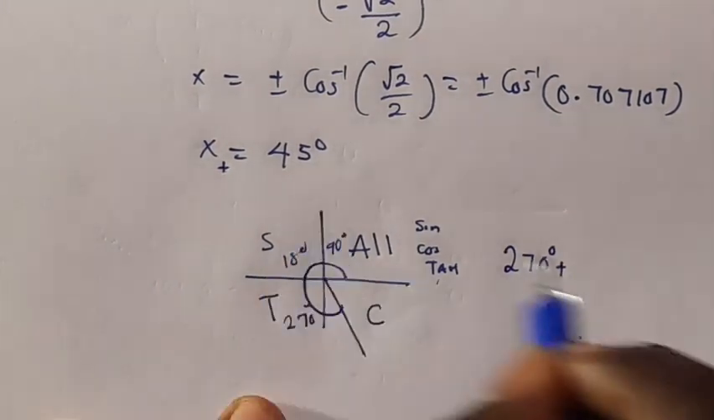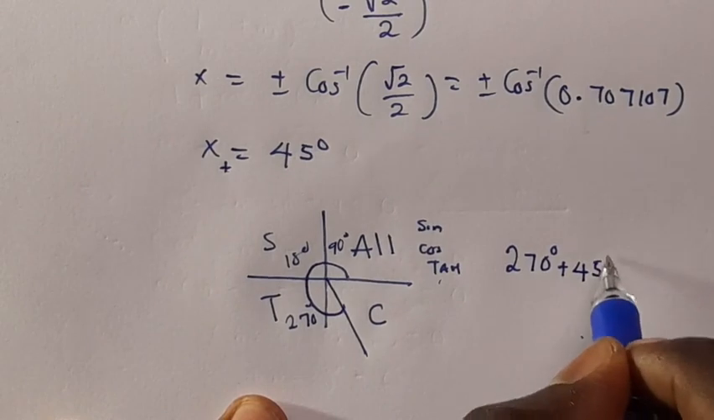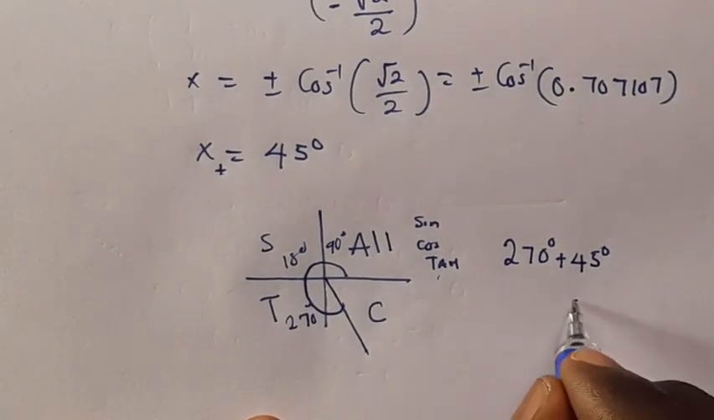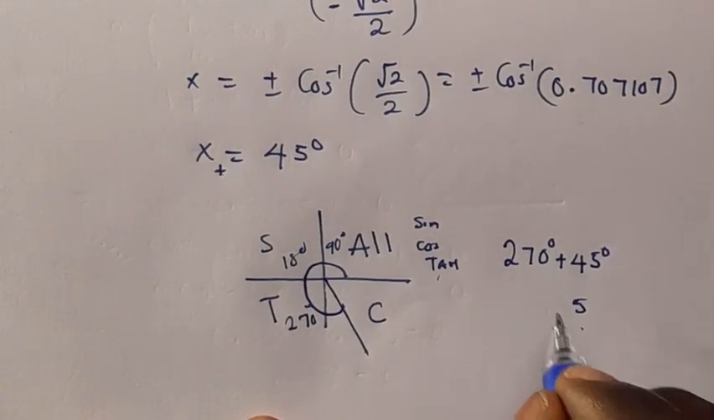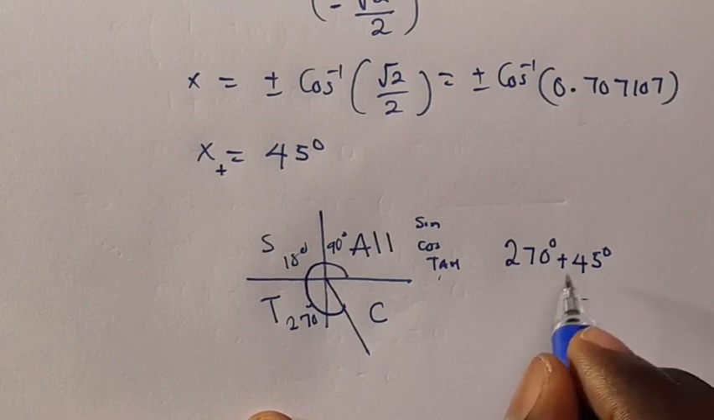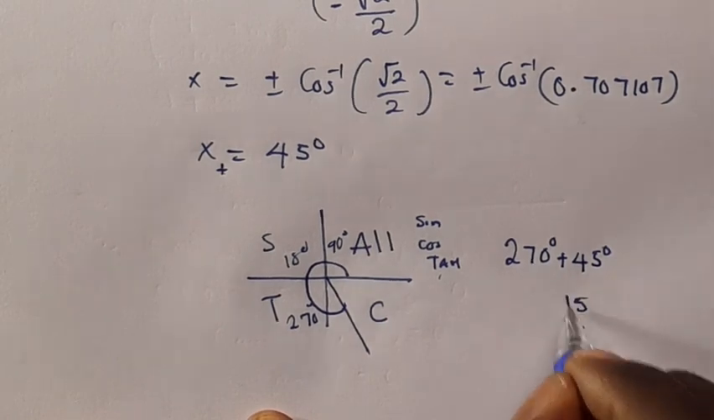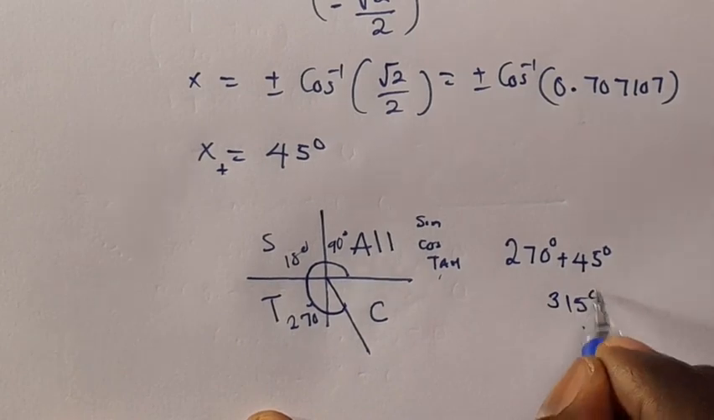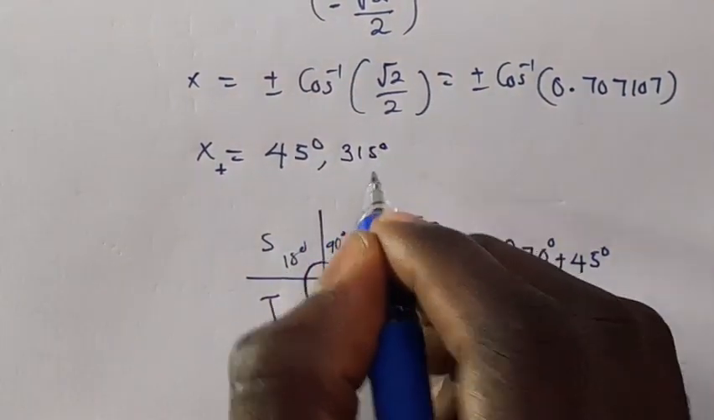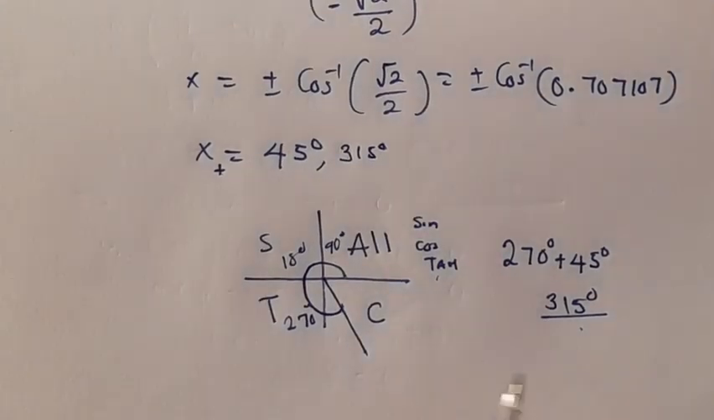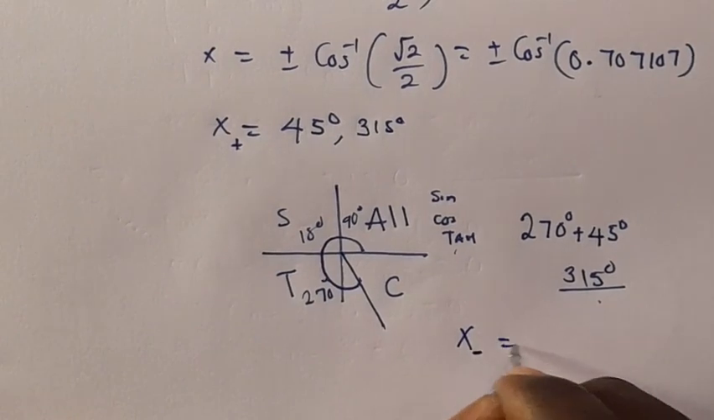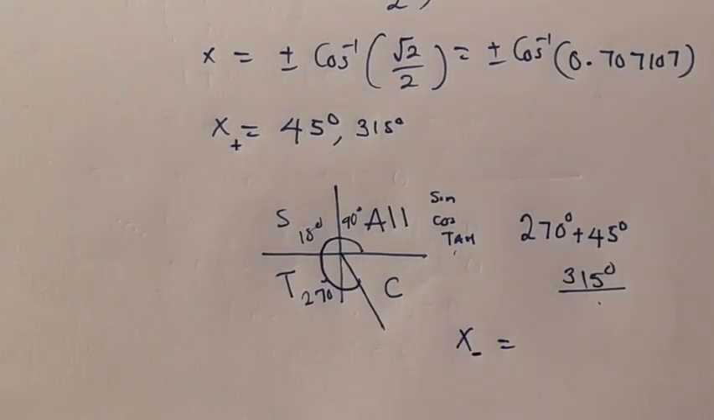270 degrees plus 45 degrees, and we have 315 degrees. Now likewise, when x is negative, then what will be the value of x?